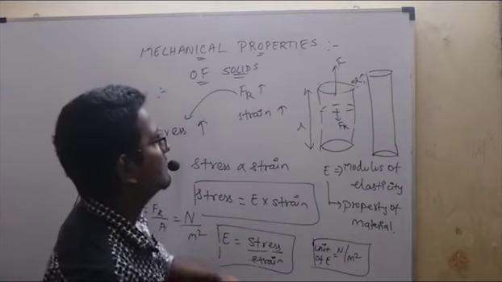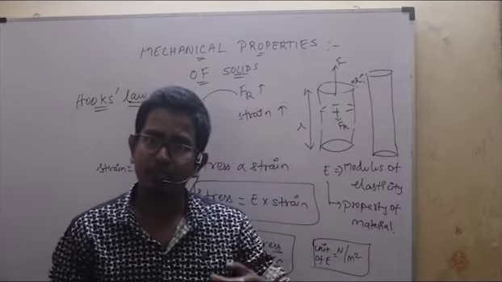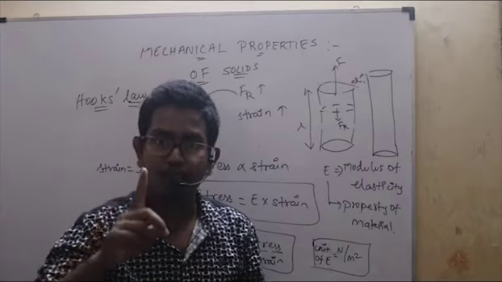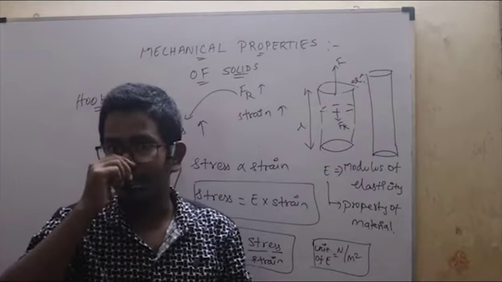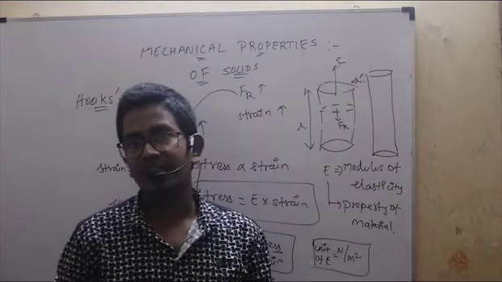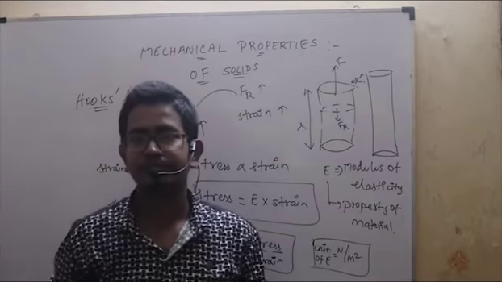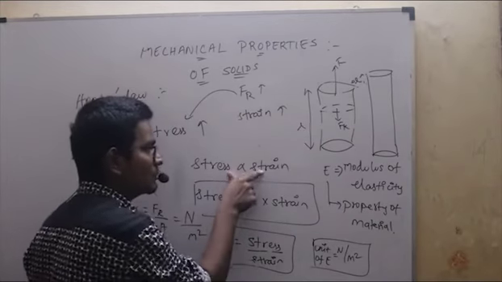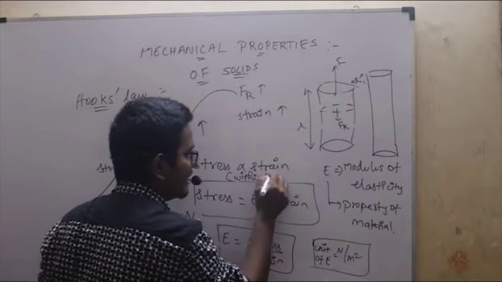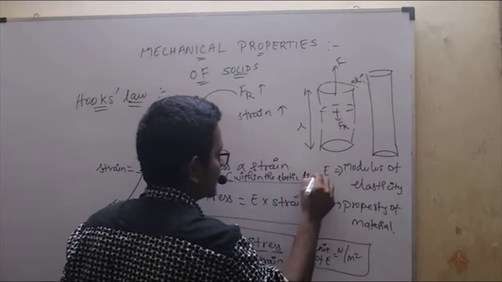After a certain limit, however much you increase the deforming force, once the object is permanently deformed, you cannot see more strain, more change in the dimension. So the stress is directly proportional to strain only up to the elastic limit. Within the elastic limit, the stress is directly proportional to strain.